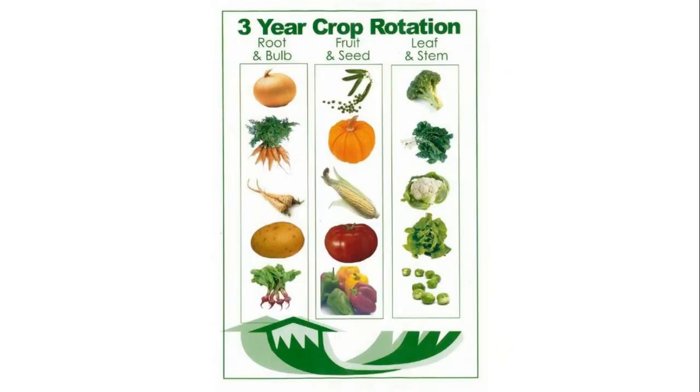Another example, they're doing root and bulb, fruit and seed, leaf and stem crops. So they don't even have a rotation for legume crops.